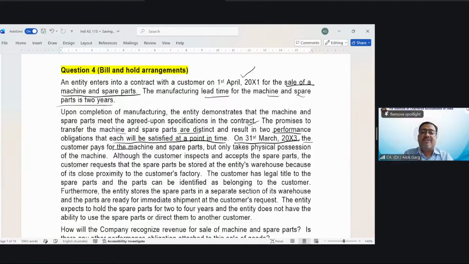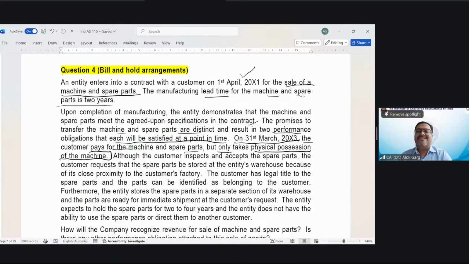The customer pays for the machine and spare parts. So on 31st March 20x3, the customer pays for the machine and the customer pays for the spare parts also. But the customer only takes physical possession of the machine. So he has not taken the possession of spare parts.